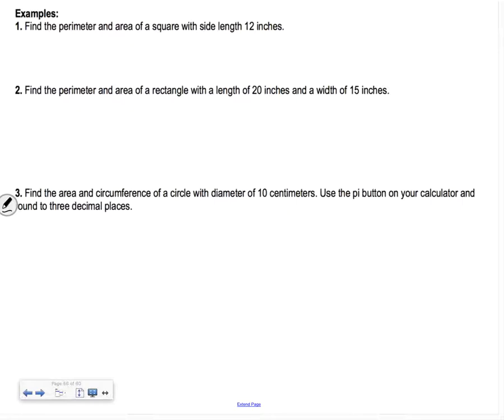All right, number 1 says find the perimeter and area of a square with a side length of 12 inches. If I have a square, and I know one of the sides is 12, that means all the other sides are 12. So my perimeter is going to be 4 times 12, which is 48. And my area is going to be 12 times 12, which is 144.